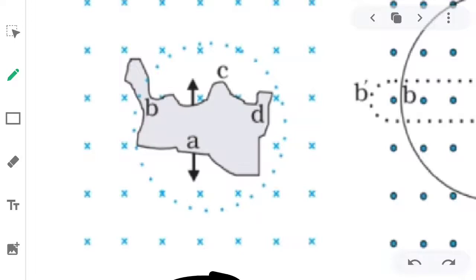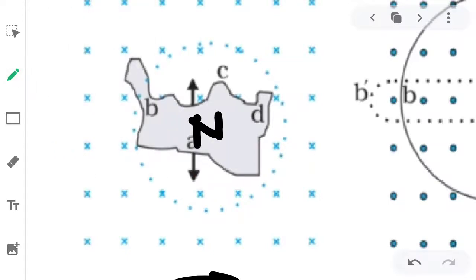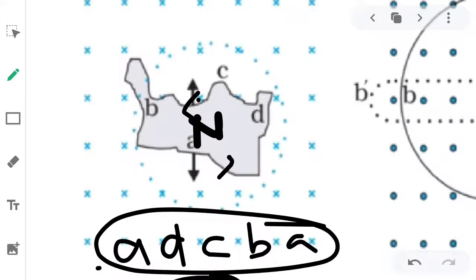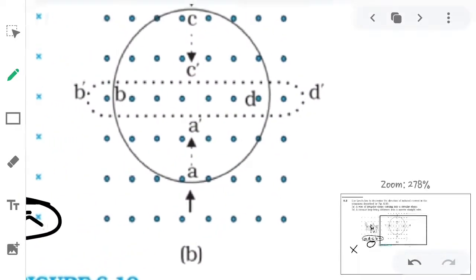Flux increasing means same polarity. As we know, it is a cross field, so north is above the board. Same polarity means north will form here. North means it will be the anti-clockwise direction. So the answer here is A, D, C, B, A. Fine. Let us come to the second case.